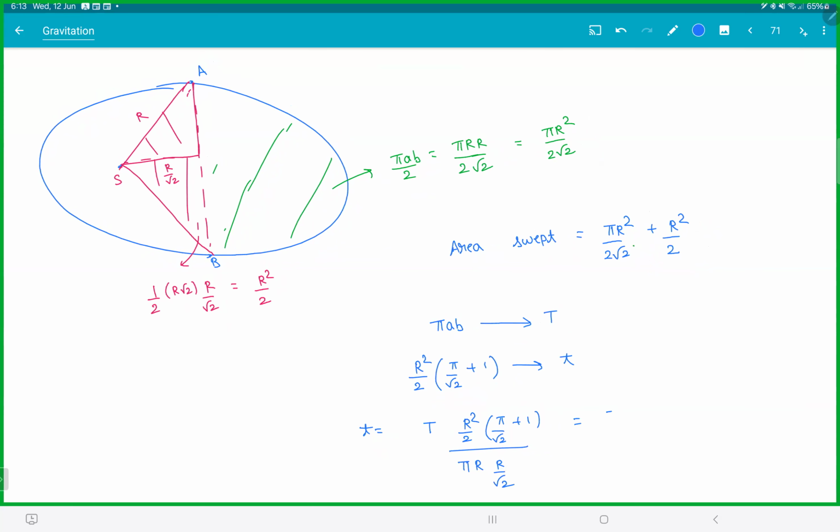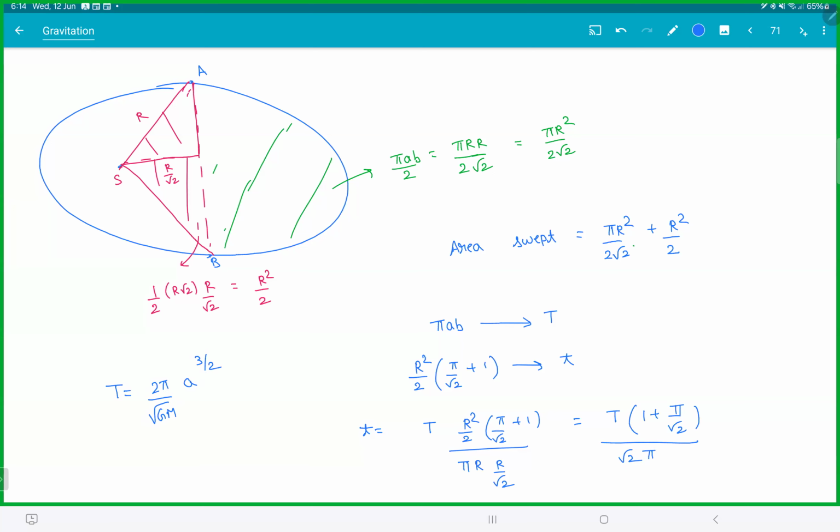R square cancels off. We end up with something like this. And what is the time period T? Time period T, so we know, is 2 pi root over GM, a power 3 by 2. So the whole question is about finding the area. Once you got there, you can finish it off.